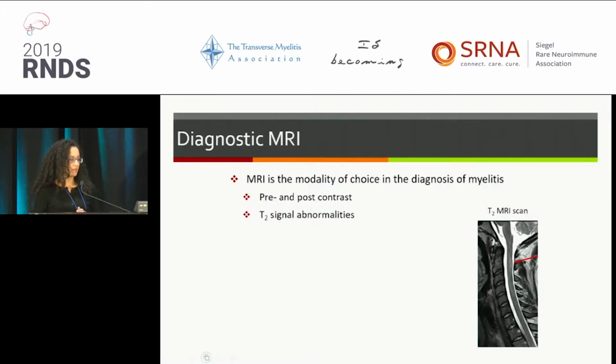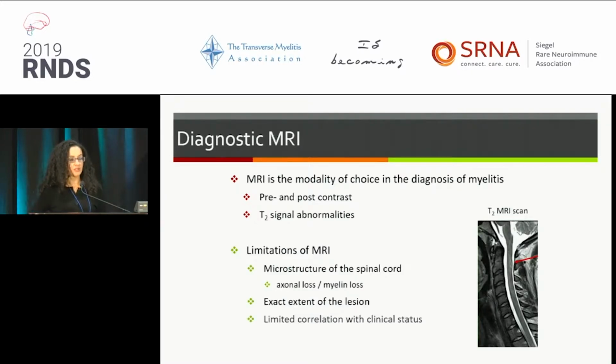We know this by now. MRI is the modality of choice when diagnosing myelitis. It's usually done pre and post contrast, and we're looking for signal hyperintensities. But MRI does have some limitations. It's usually not possible with just conventional MRI to study damage to the axons or damage to myelin. It's also difficult to get the exact extent of the lesion using conventional MRI. And some studies have shown it to have poor correlation with the clinical symptoms.